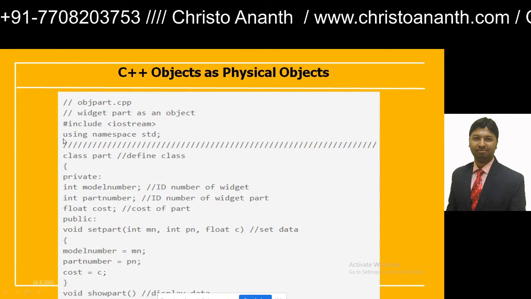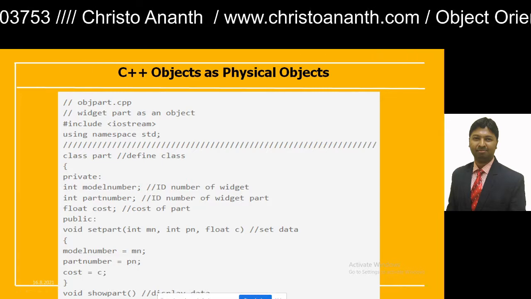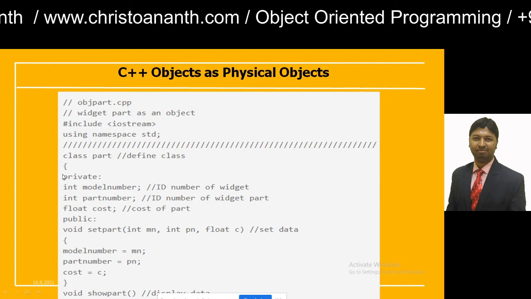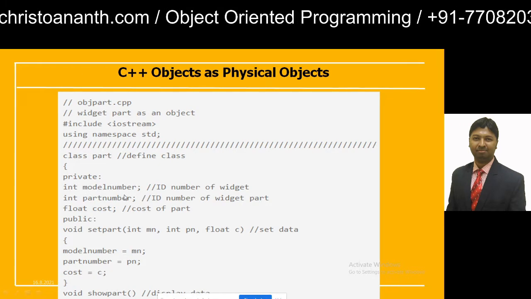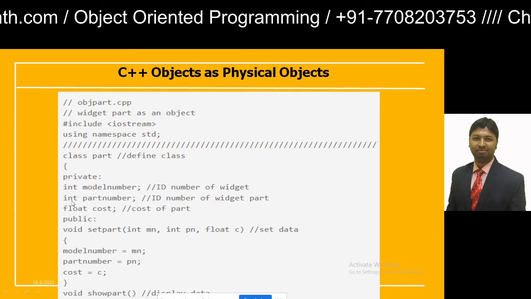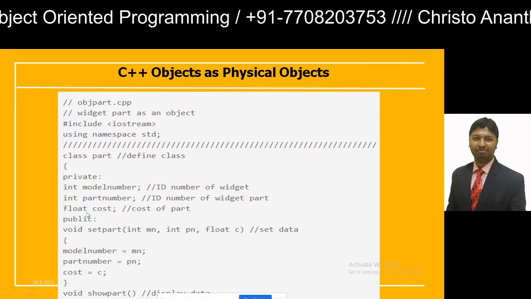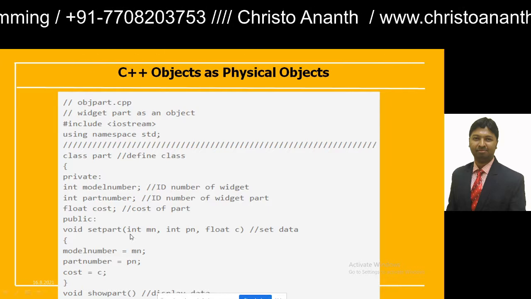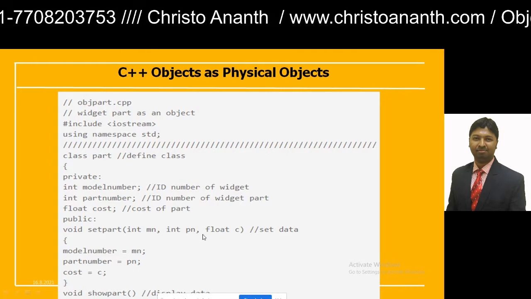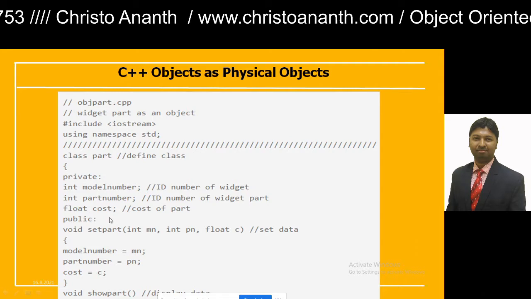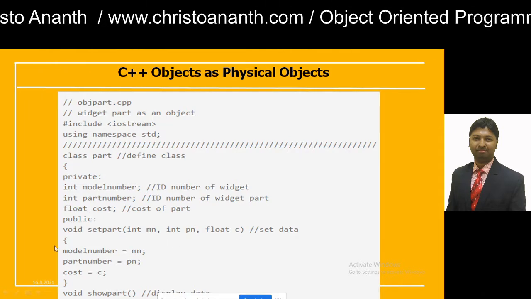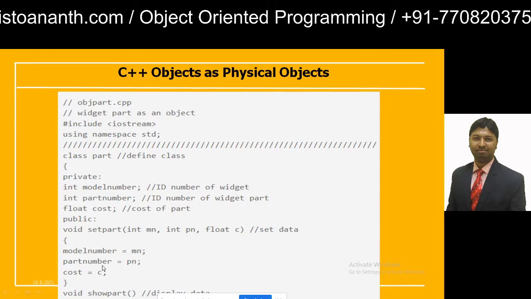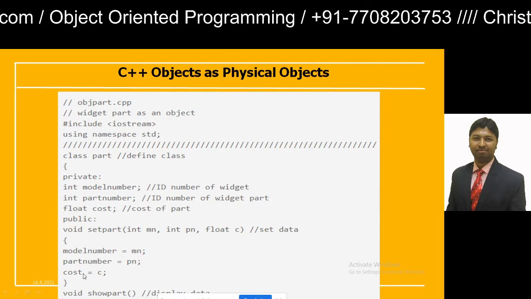Here you go with #include <iostream>, using namespace std. Class part: you define the class, and here you set it as private the model number, which is int modelnumber, int partnumber, and float cost. Then public: void setpart(int mn, int pn, float c). With this you set the data. You start the brace: modelnumber is mn, partnumber is pn, and cost is c.